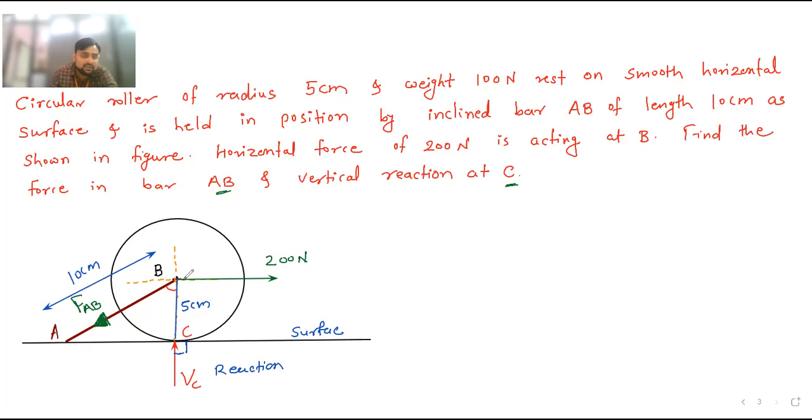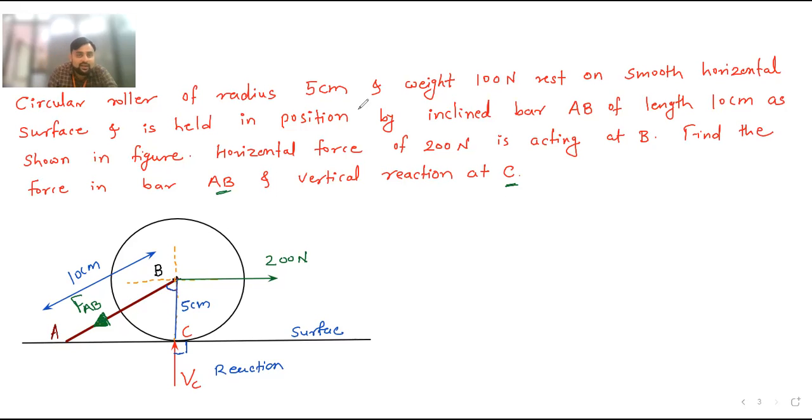Now, first of all, you can see this 200 Newton force is horizontal, so there is no need to resolve it. VC is vertical, so there is also no need to resolve it. But this FAB is an inclined force, and this may be the angle of inclination. So first of all, we need to resolve this FAB to solve this problem. To resolve this force, we should know the angle.